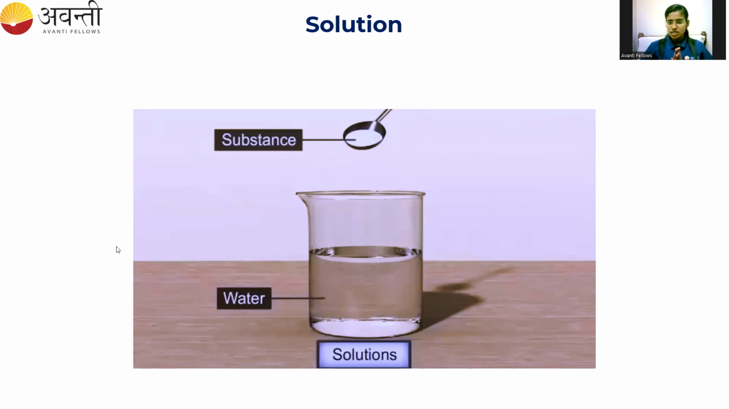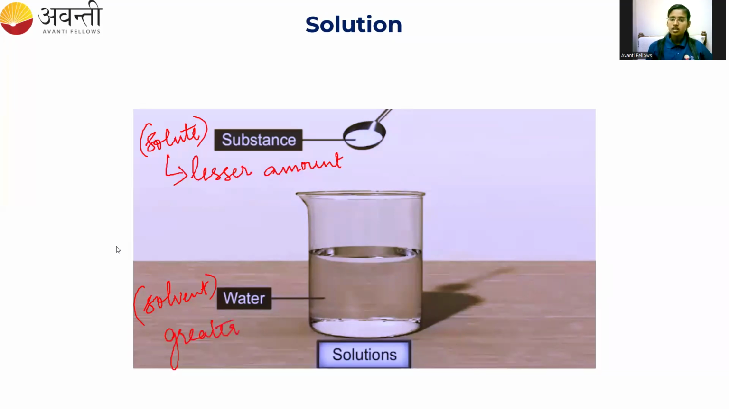In the picture on the screen, we have a substance, and that substance is a solute, and here water is the solvent. In most cases, the solute will be present in a much lesser amount and the solvent in a greater amount. Got it? This is the case for all solutions: the solute is always in lesser amount and the solvent in greater amount, and they lead to the formation of a solution.